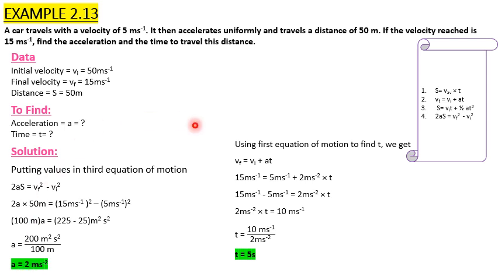So for time, we have initial velocity, final velocity, distance, and now acceleration as well. Now look at this formula list. According to the given data, the second formula is suitable. Vf is given, vi is given, acceleration is also given. So we can easily find out the time. By putting the values in this equation, Vf is equal to Vi plus at, we have found time is equal to 5 seconds.